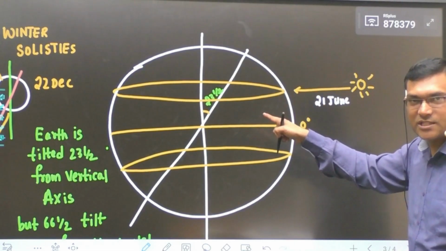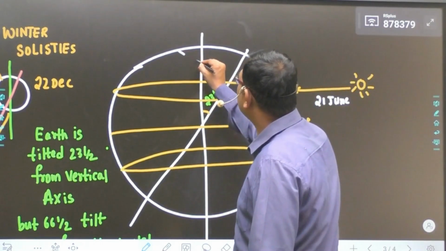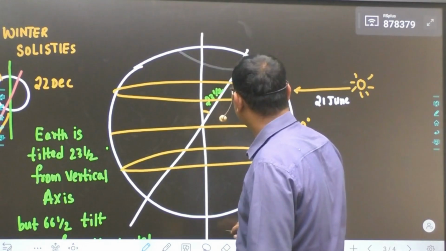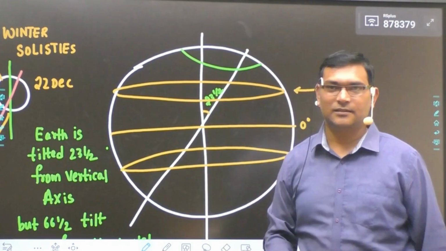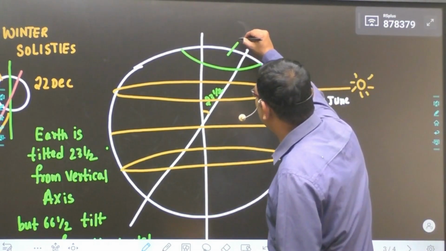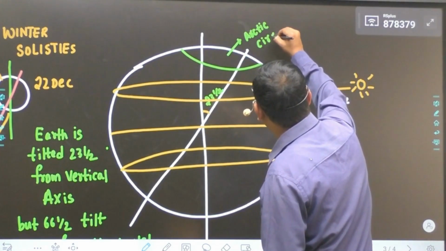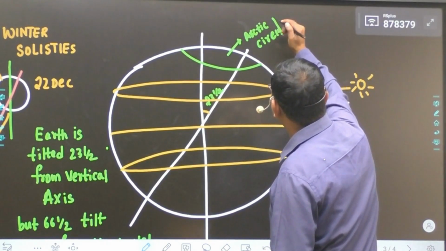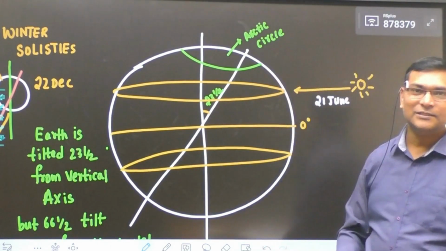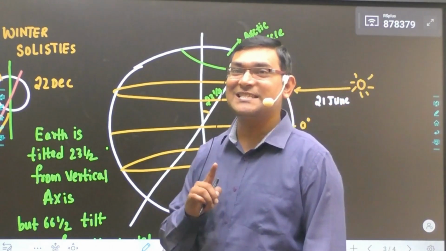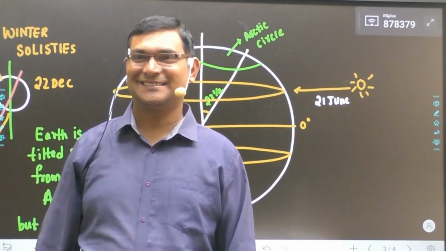So can I say it is a summer solstice now for the North Hemisphere? If it is a summer solstice, what is this area called? Arctic. Yes or no? This is called the Arctic Circle. So the Arctic Circle will receive 6 months day, 6 months night, during 21st June to December 22nd. Yes or no?